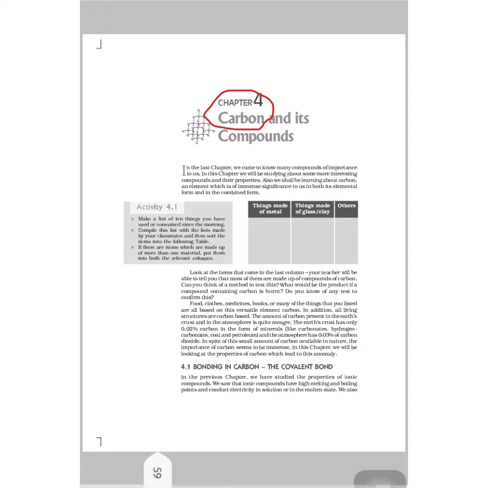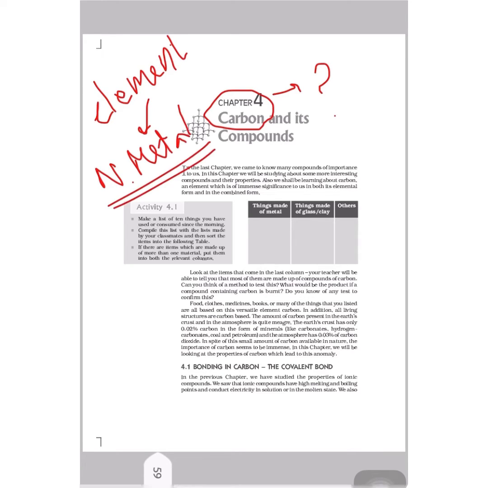What is carbon? So as we know, carbon is what? It is an element. And we know elements, they are further categorized into metals and non-metals. But carbon is what? It is non-metal. So carbon is simply what? It is a non-metal. And mostly all non-metals, they are poor conductors of electricity.